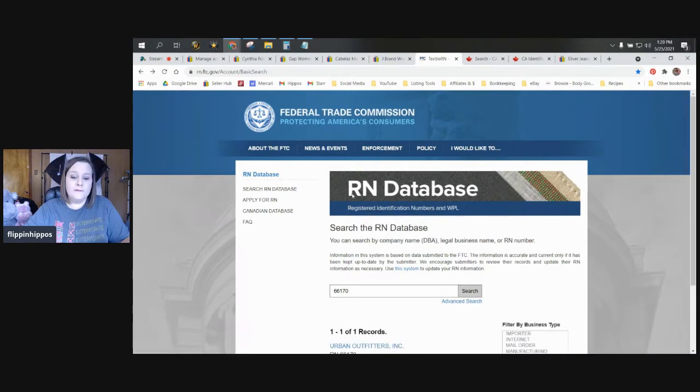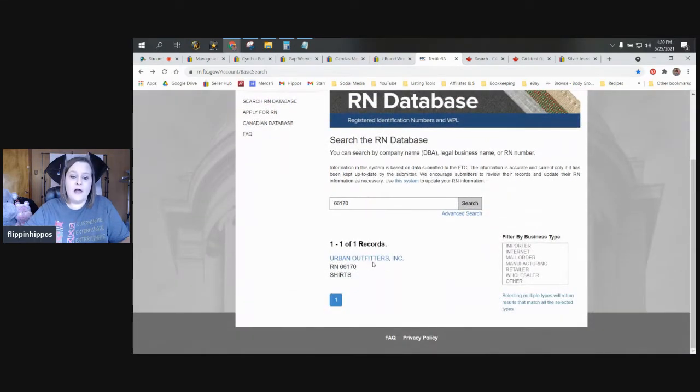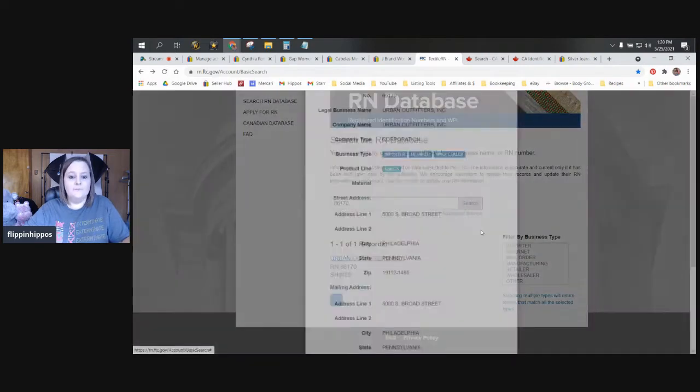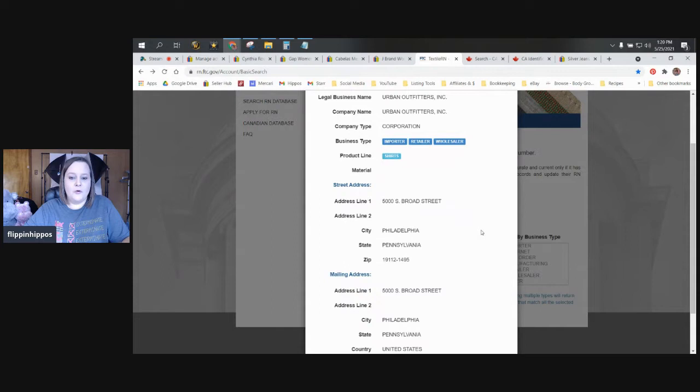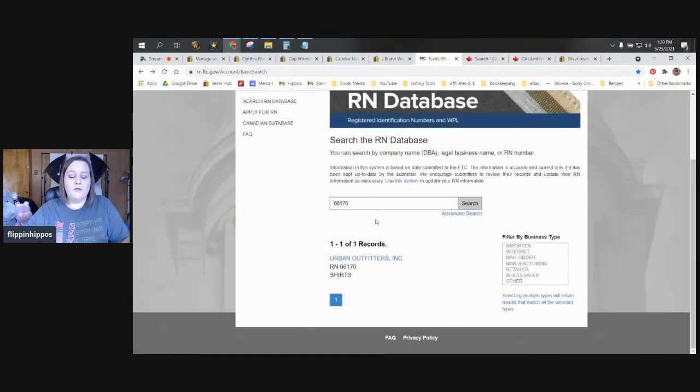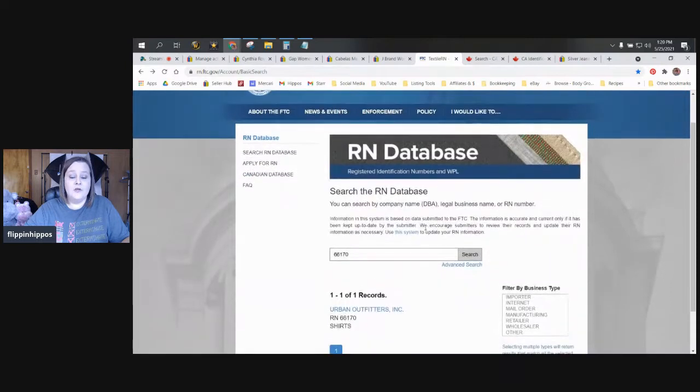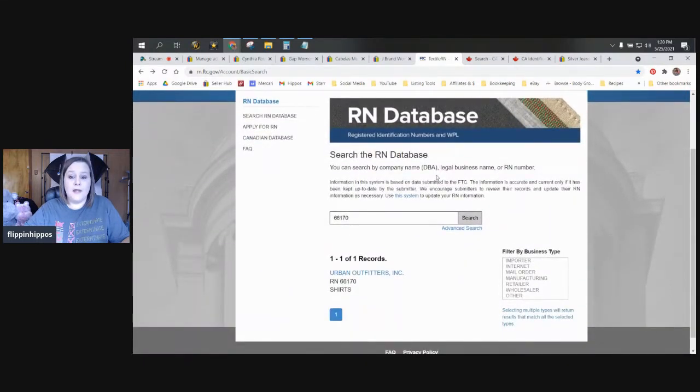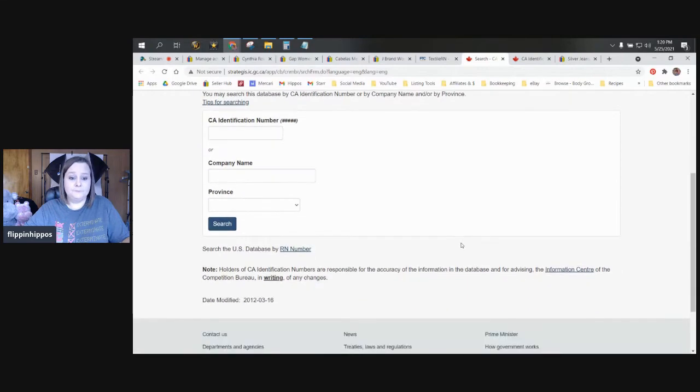When you're out sourcing, you can look it up. So that's Urban Outfitters Incorporated. I just happen to know that that is Anthropologie. That is their number. So memorize that. And if you find clothing that has the RN number 66170 on it, then you know it's made by Anthropologie. But that's how you use the database. You can look up brand names or RN numbers. And then they have a Canadian database, which I already opened in this tab for you to look at.